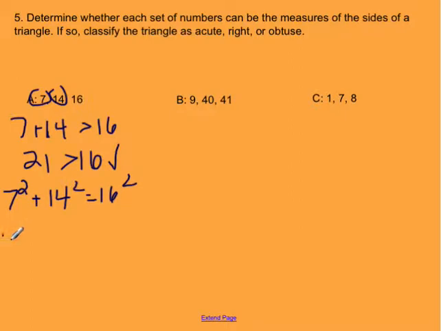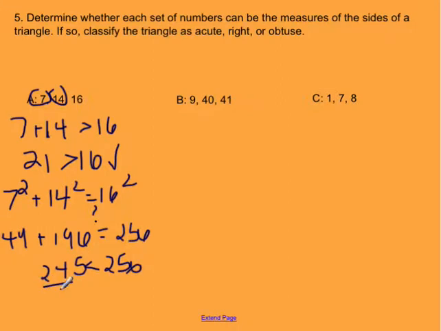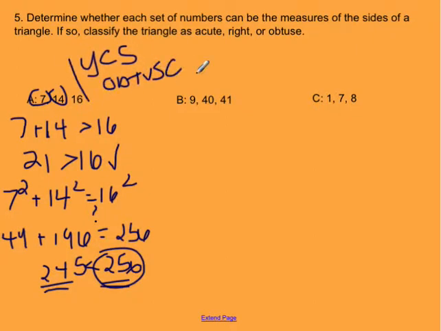Well, 7 squared is 49. 14 squared is 196. Is that going to be equal to 256? Well, 49 plus 196 is 245. And that's going to be less than 256. So my two sums added are smaller than my hypotenuse squared. My hypotenuse is bigger. So that makes it an obtuse triangle. So yes, it's a triangle and it is obtuse.